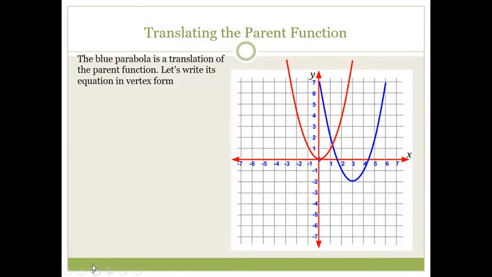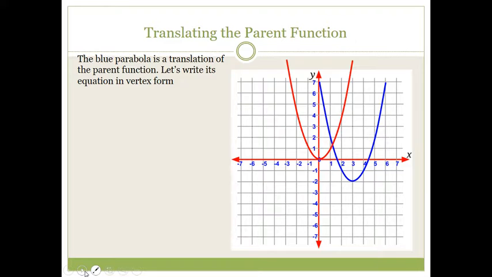All right, so let's practice. The blue parabola is a translation of the parent function. All right, so now let's see if we can write that equation in vertex form. So here's the parent function right here at f of x equals x squared. And let's see how we've shifted it. When I'm looking at this picture, I see that I've shifted it down 2 and to the right 3.